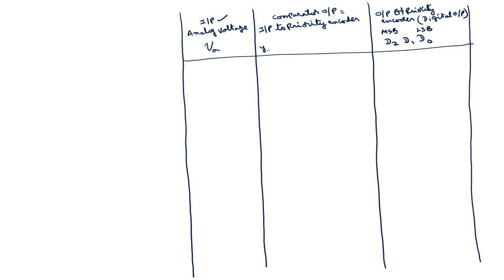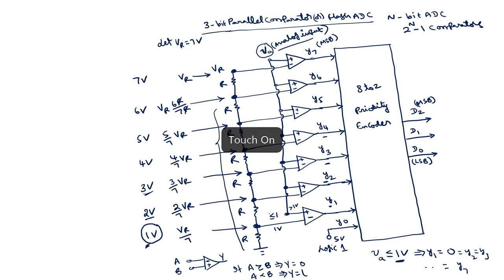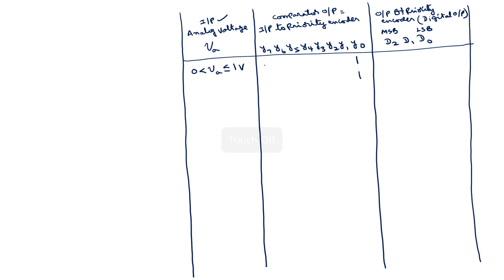In between we have Y7, Y6, Y5, Y4, Y3, Y2, Y1, Y0. Y0 is permanently connected to 1. If VA is greater than 0 and less than or equal to 1 volt, as you have seen here, this is also 0, this is also 0. All outputs Y1 to Y7 are 0 except Y0. This is 0, 0, 0, 0, 0, 0, 0, and this is permanently 1.